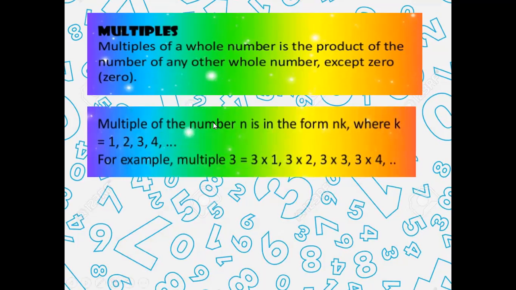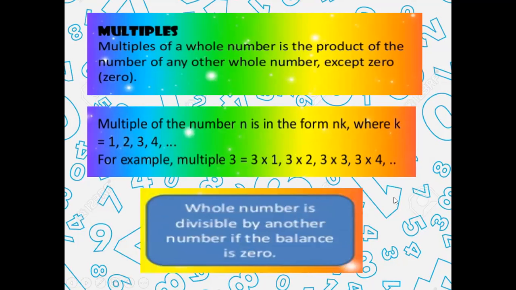A multiple of a number, let's take n, is in the form of nk, where k is equal to 1, 2, 3, 4. So for example, as I've mentioned, multiples of 3: 3 times 1, 3 times 2, 3 times 3, 3 times 4. These numbers you can find in the multiplication table. A whole number is divisible by another number if the remainder is 0.